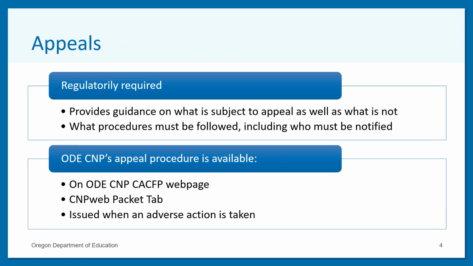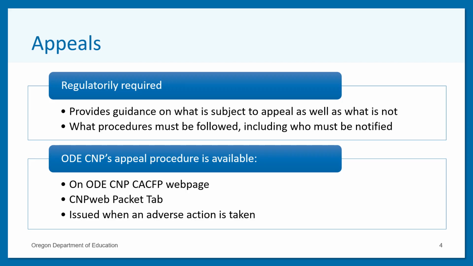Per 7 CFR 226.6(k), CACFP regulations provide specific guidance regarding those actions a state agency may take that are subject to appeal and those that are not, as well as the procedures that must be followed in providing institutions, sponsors, and responsible individuals and principals notice of their appeal rights.